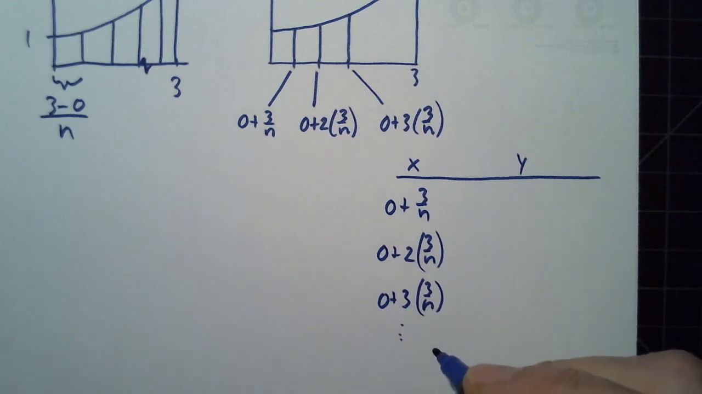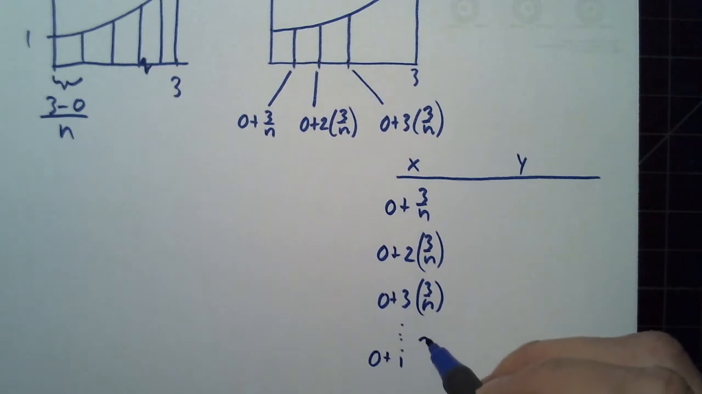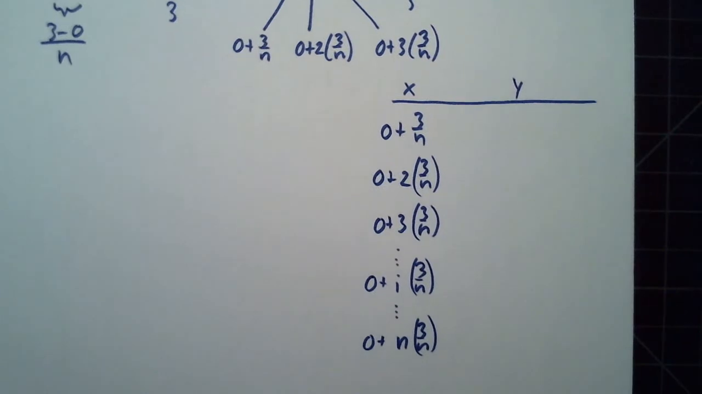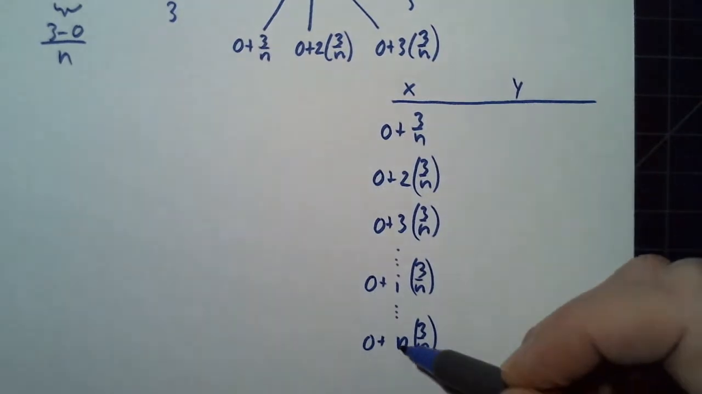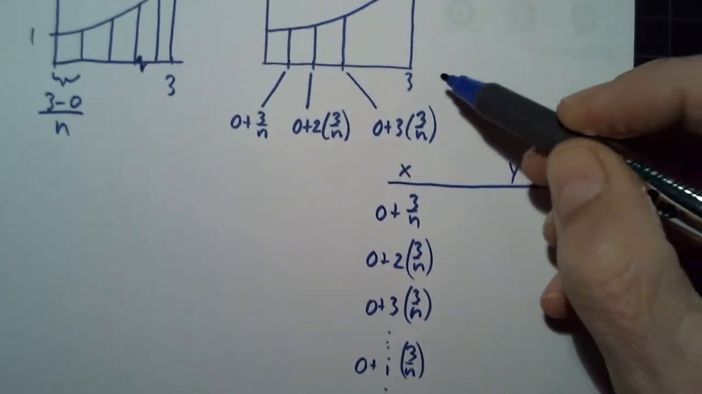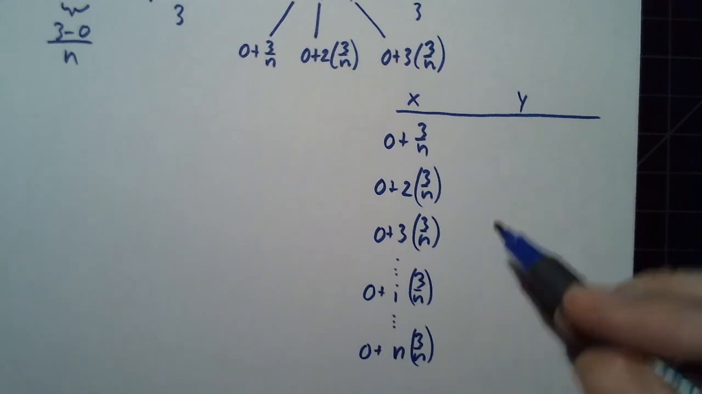And that goes down, and we're going to call this 0 plus i times 3 over n. That continues on to 0 plus n times 3 over n. So what's happening is when I go n times 3 over n, that's 0 plus 3, and that is the endpoint that we need, and that means we have n rectangles.